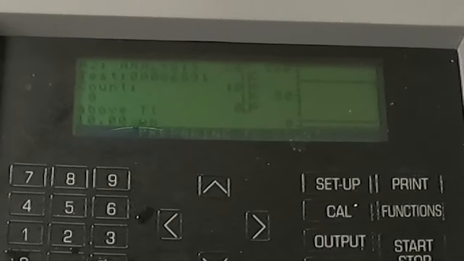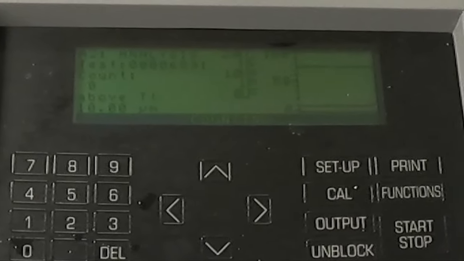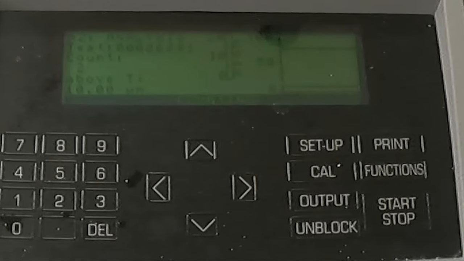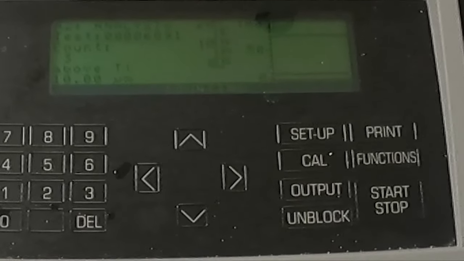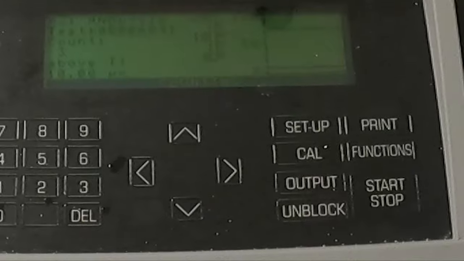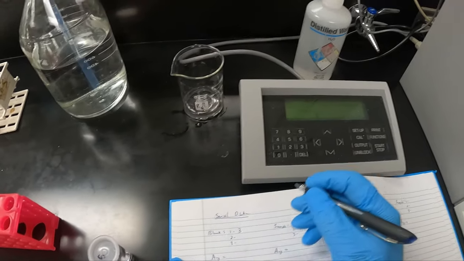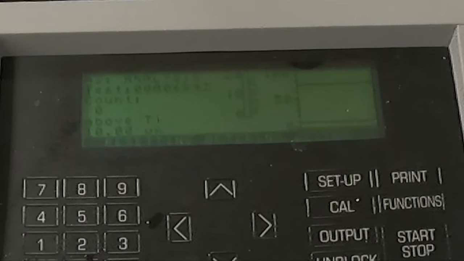Press the start button. The machine will drop half a mil of the solution and count how many particles are in that solution. You can see the zero there. This number will change over time. We have one particle, two, three, three particles. I'll record that in my lab notebook. I will then do this two more times and average the three blanks.